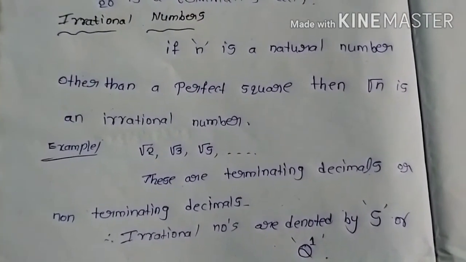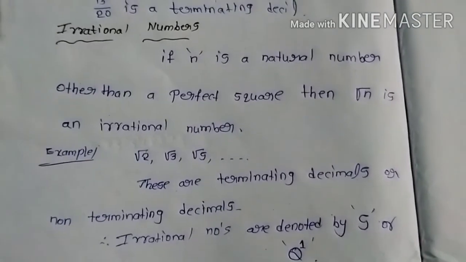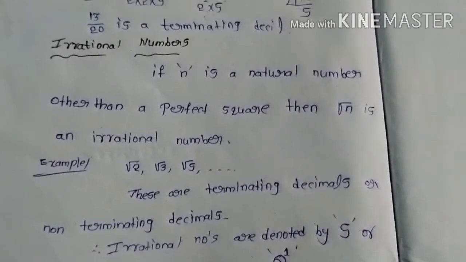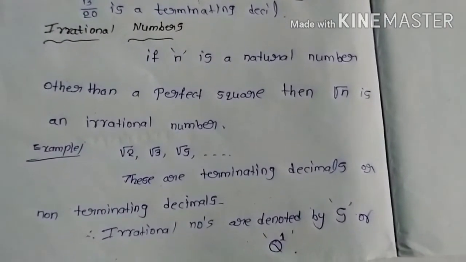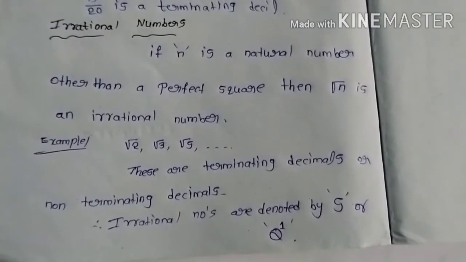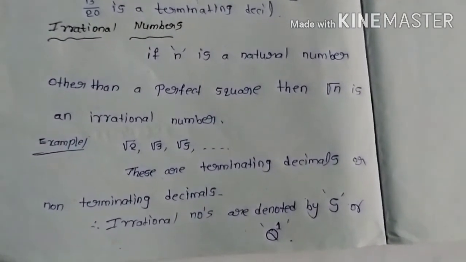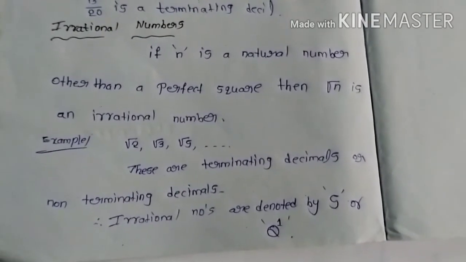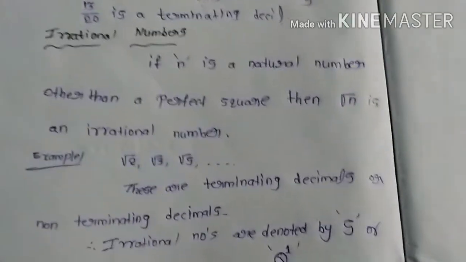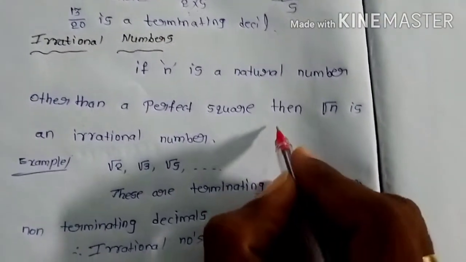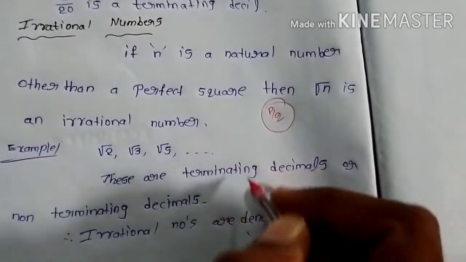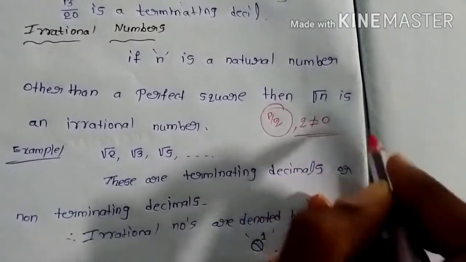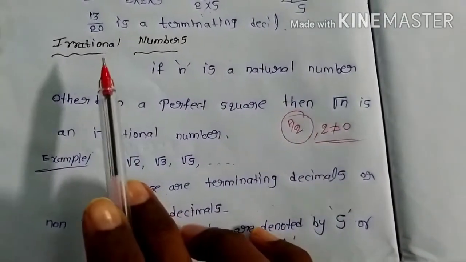Next one here, you can see irrational numbers. Irrational numbers means if n is a natural number other than a perfect square, then root n is an irrational number. Already you have one definition. What do you mean by irrational numbers? I told in the first video, the numbers which cannot be expressed in the form of p by q, where q is not equal to 0. Yes or no? We have two definitions for irrational numbers.